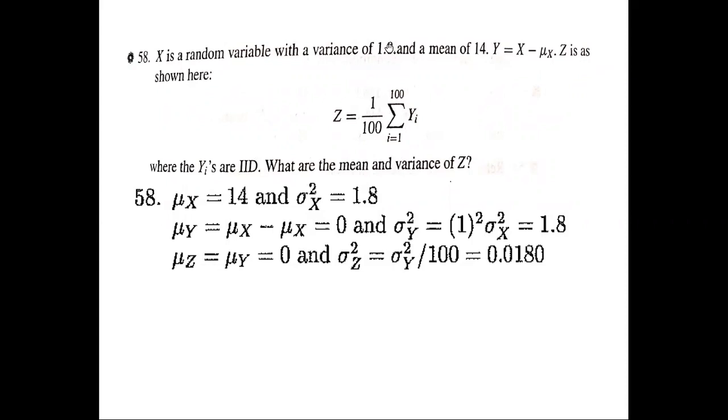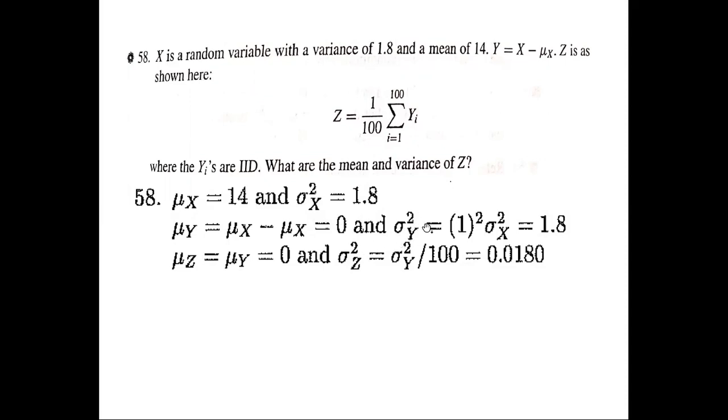So what is given is not the variance of y, but the variance of x, and the mean of x is given, where y is equal to x minus mu x. And further we are taking the average of all those y's for z. So mu x is 14, sigma x squared is 1.8. So mu y, that is expectation of y, will be expectation of x minus expectation of x. So mu y will be mu x minus mu x. Expectation of x means mu x.